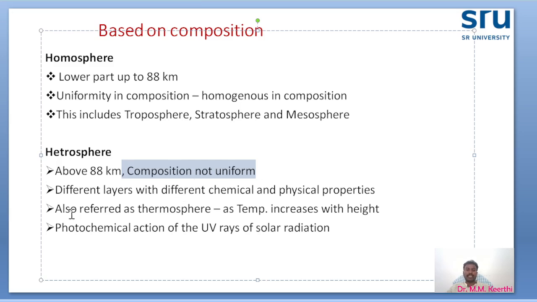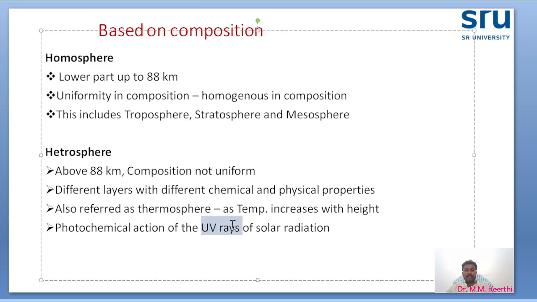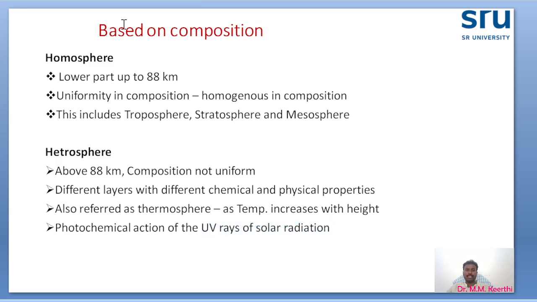This layer comes under the exosphere and thermosphere. Here different layers with different chemical and physical properties will be there. The thermosphere is also referred to as the region of temperature increasing with height. Here the photochemical reactions of UV rays of the solar radiation will occur in the heterosphere region.